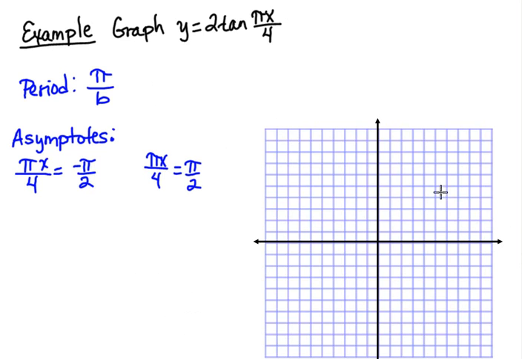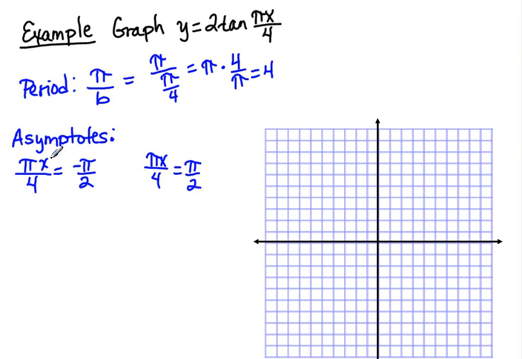So let me look at an example. y is equal to 2 times tangent of pi x over 4. Now that 2 has the same effect that we talked about before. It does a vertical stretching. I should say the range of tangent and cotangent are all real numbers. The domain is restricted by taking out those values where we have vertical asymptotes. So the period here is pi over b, which in this case, our b is pi over 4, so we would have pi divided by pi over 4. When we multiply by the reciprocal, we get that our period is 4.